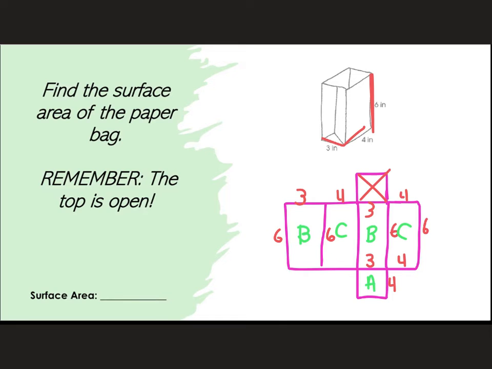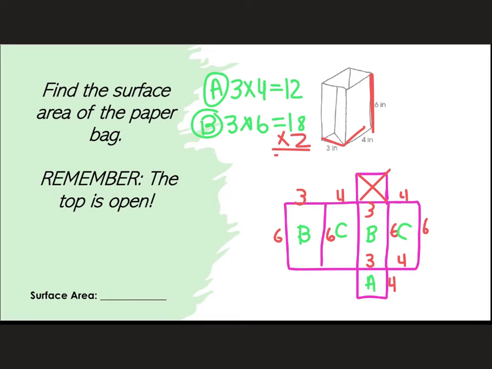So finding the area, shape A, 3 times 4, which is just 12. I only have one shape A, so I'm going to move on. Shape B, 3 by 6, which is 18, but I do have 2 shape B's, so multiply by 2 to get 36.